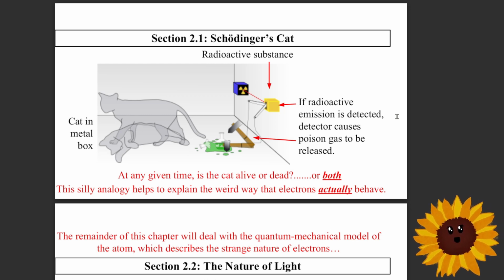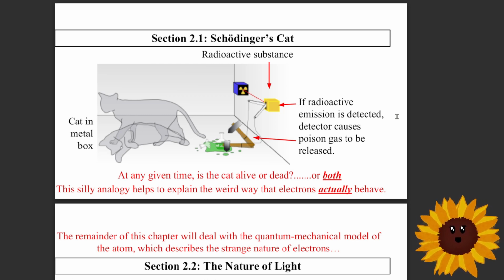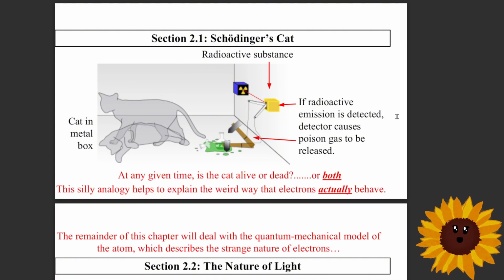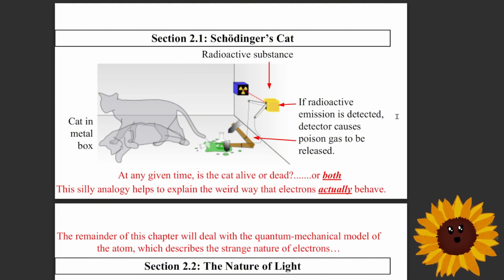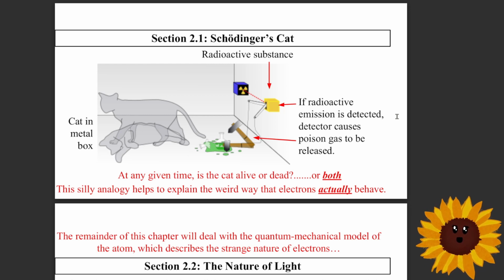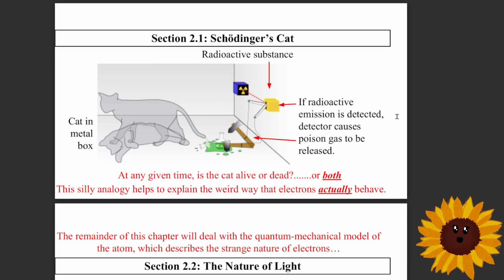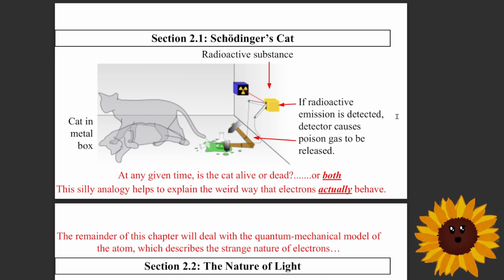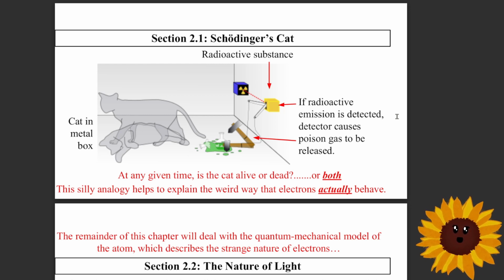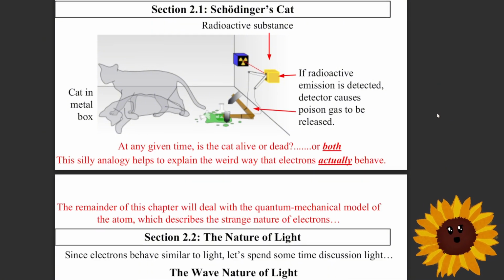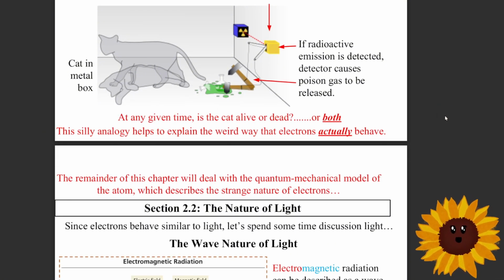But there was no noise, there were no buzzers to actually help the scientists determine whether or not the poison gas was released or not. Basically, the philosophy was, at any point in time, is the cat alive or dead? They don't know until you open the box. So until you open the box, the cat is technically both alive and dead because you don't know. So this is a very weird analogy in order to explain how electrons actually behave.